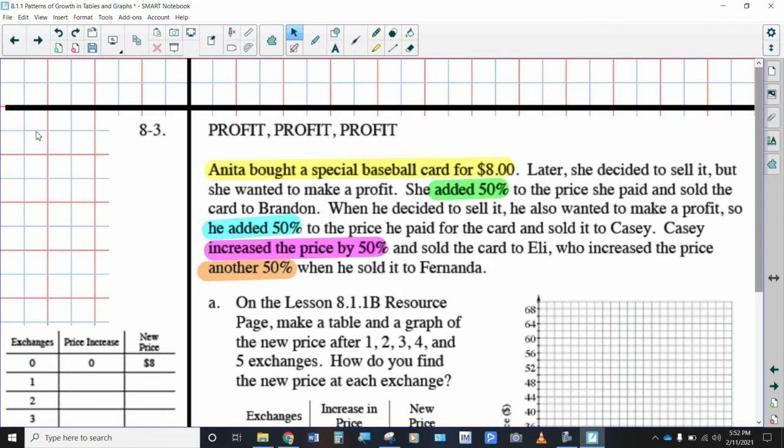Now, here's an entirely different situation. Anita bought a special baseball card for $8. Later, she decided to sell it, but she wanted to make a profit. So she added 50% to the price she paid and sold the card to Brandon. He also wanted to make a profit, so he jacked up the price 50% and sold it to Casey. Casey, same thing, increased the price by 50%, selling it to Eli, and then Eli did the exact same thing, raising the price 50% and selling it to Fernanda.